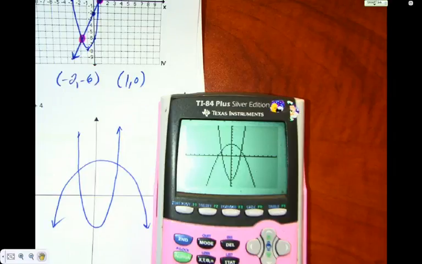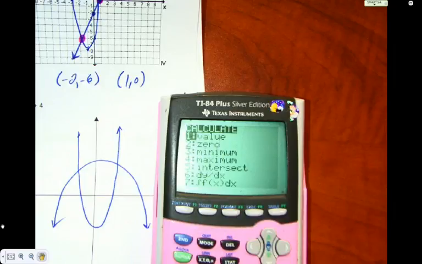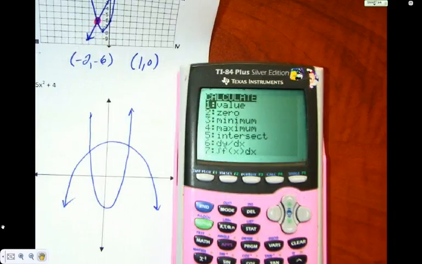What was the first thing we pressed when we wanted to find the vertex? Second calc. And what was the first thing we pressed when we wanted to find the y-intercept? Second calc. And x-intercepts? And what about max and mins? All second calc. So when we want to find anything about a graph, it's always going to be second calc. We've used 1, we've used 2, we've used 3, we've used 4. Logic says 5 is intersect.